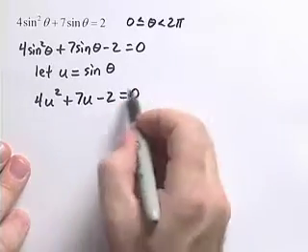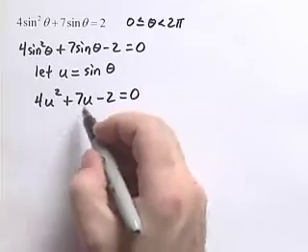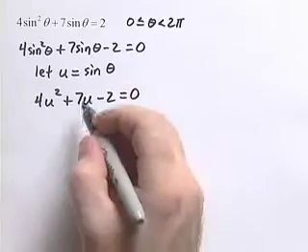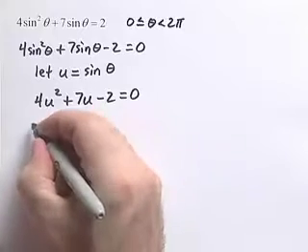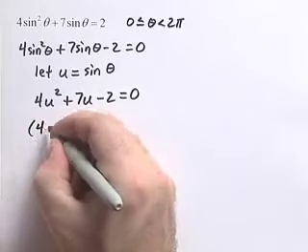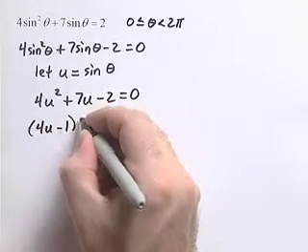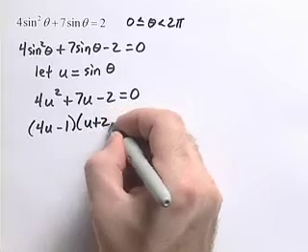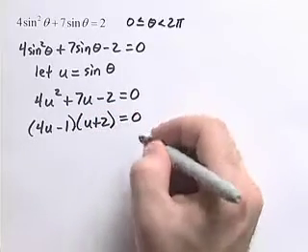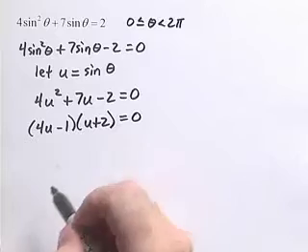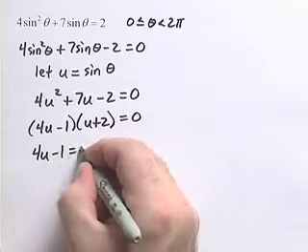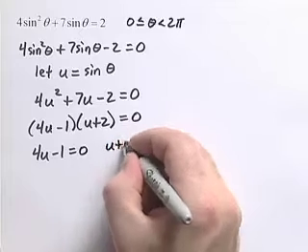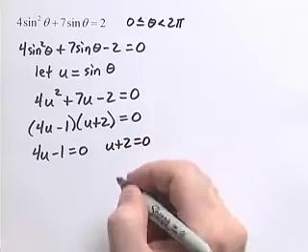Now this is a quadratic equation in u. We can solve that how we've solved quadratics before. We'll try to solve that by factoring. This does indeed factor. We can factor this as 4u minus 1 times u plus 2, and that equals 0. We're going to set each of these factors equal to 0. 4u minus 1 equals 0, or u plus 2 equals 0.